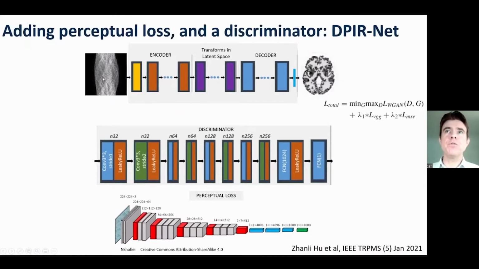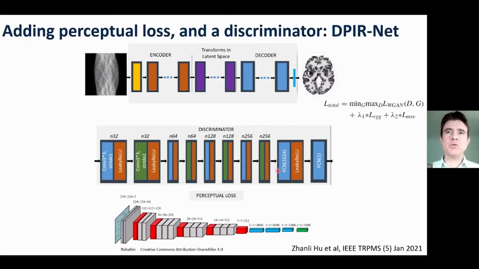Okay, so there's another method, DPIR-Net, that's Direct PET Image Reconstruction Network. They took that DeepPET architecture that I've just talked you through, and all they did was add on two components to the loss function. They used a discriminator and a perceptual loss. I've described a perceptual loss to you already. With the discriminator, these are used in GANs. This is trying to learn whether an image is a member of your training data, or whether it's something else, in other words, something that's been generated or reconstructed.